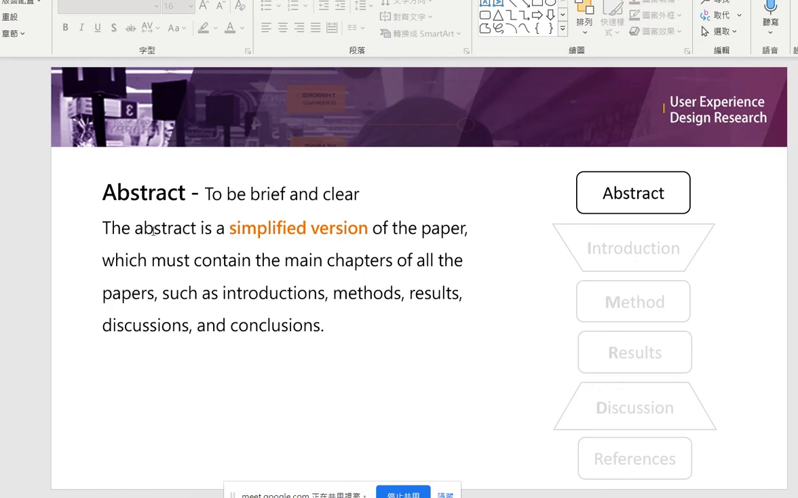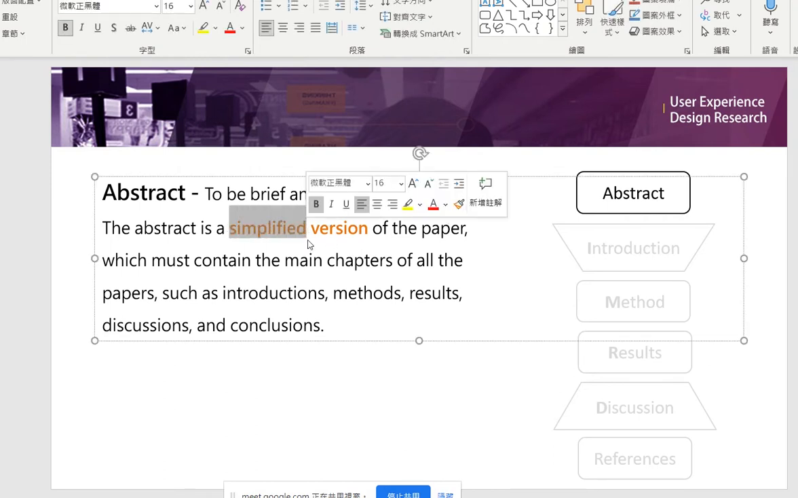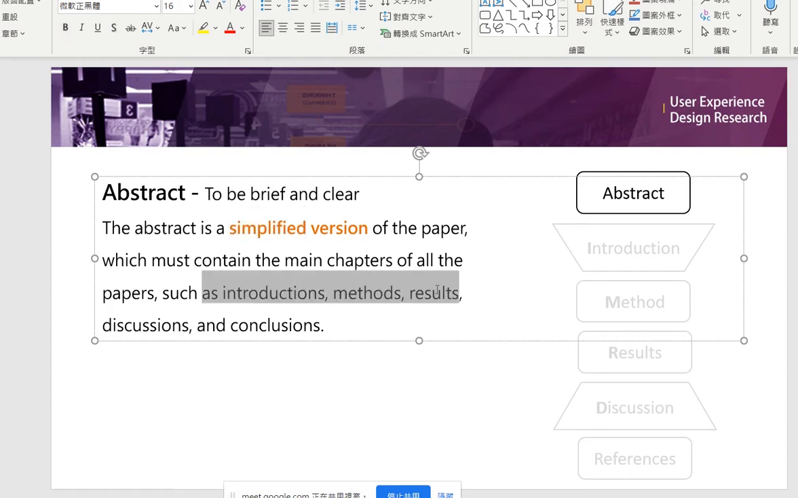So the abstract is a simplified version of the paper. Simplify, very important. It must contain the main chapters of the paper, such as introduction, methods, results, discussion, conclusion. Maybe you will feel a little bit confused. Professor, you mentioned the conclusion, but I can't find the conclusion in the structure, because in the original concept of the IMRD structure, the discussion and the conclusion are both included in these steps.